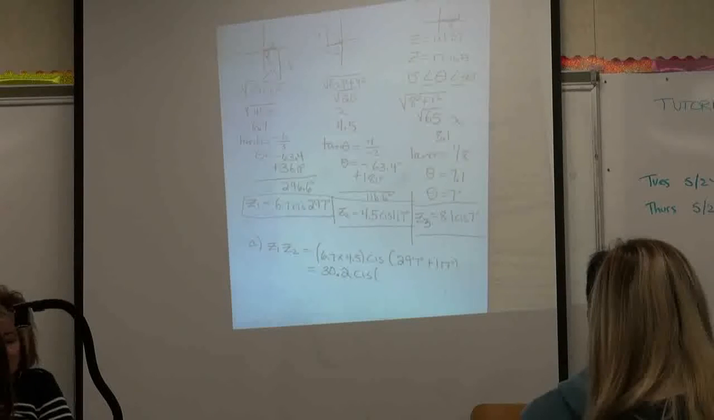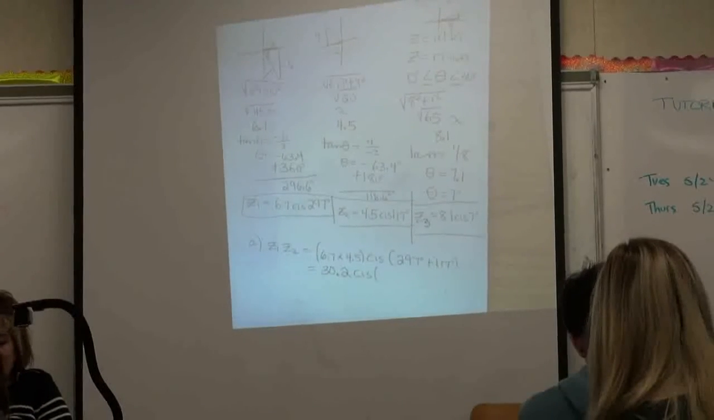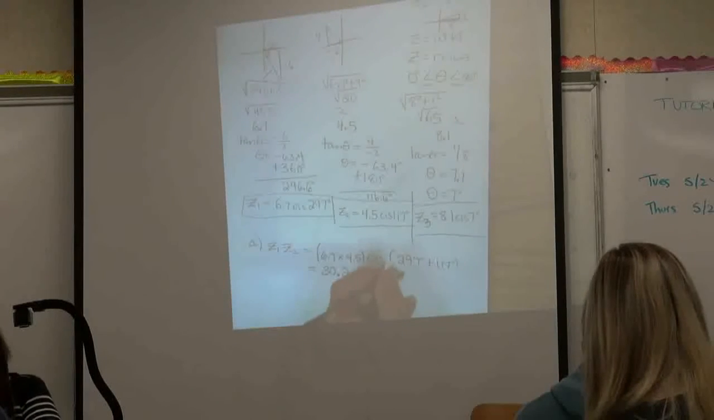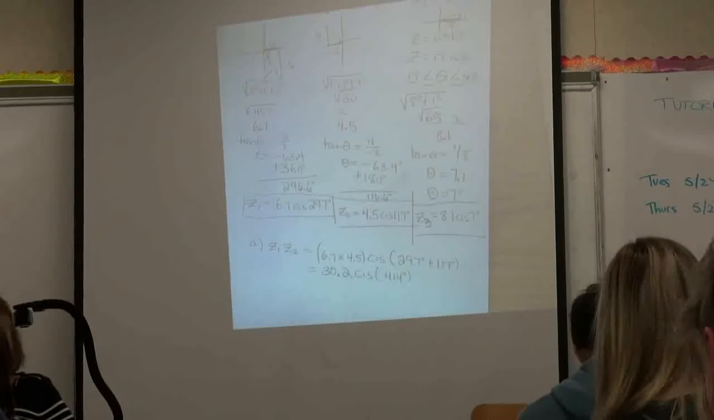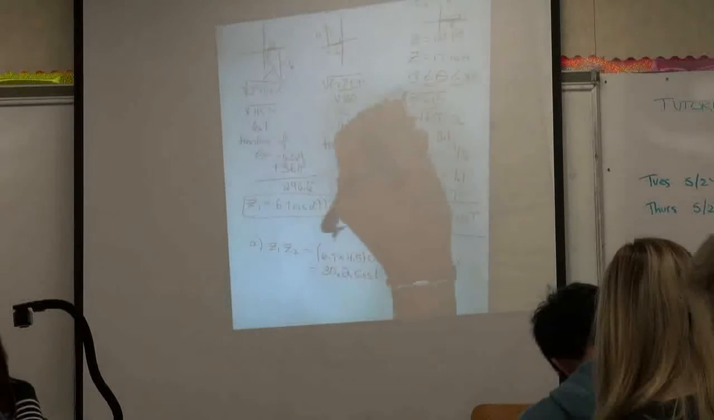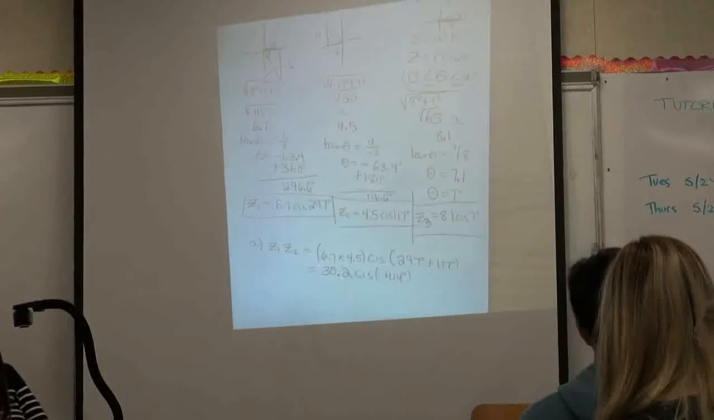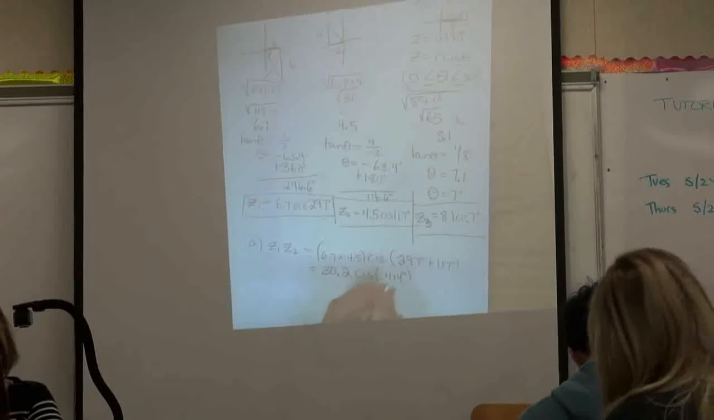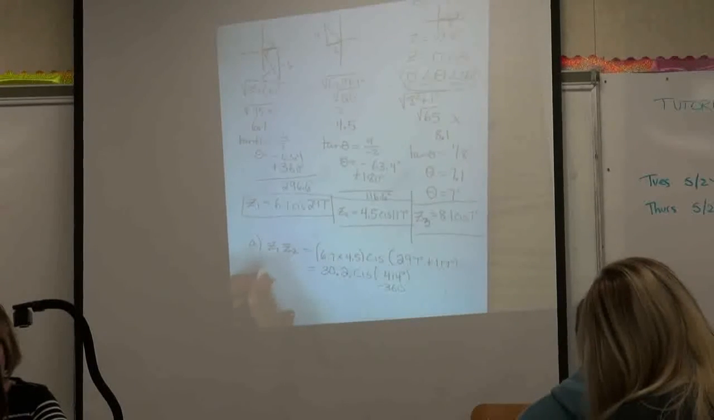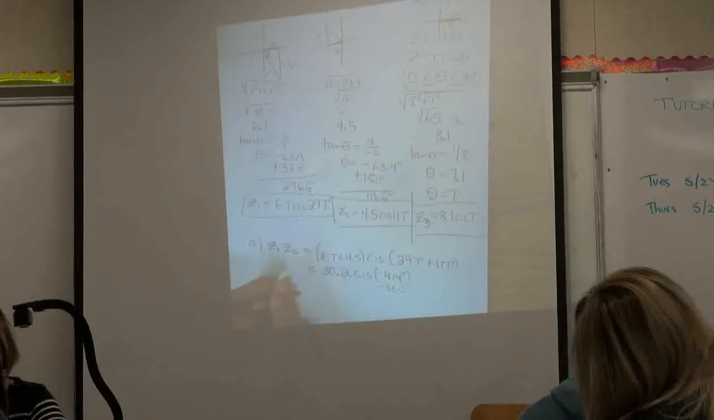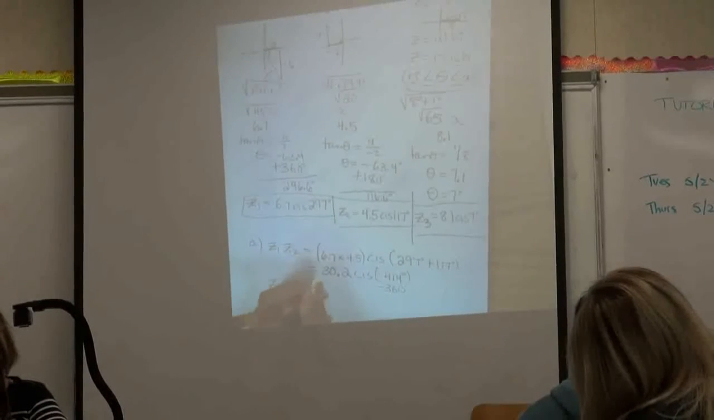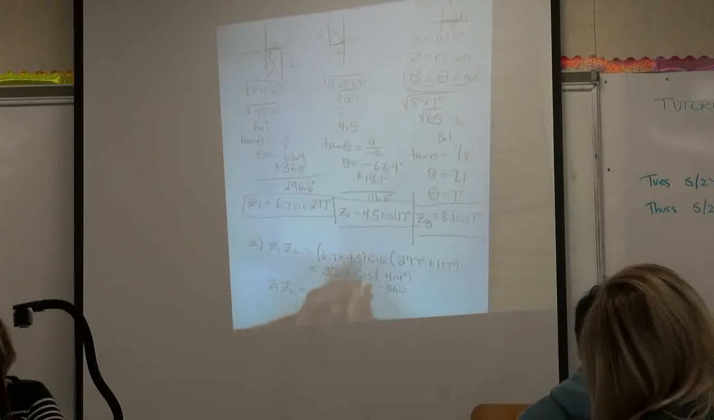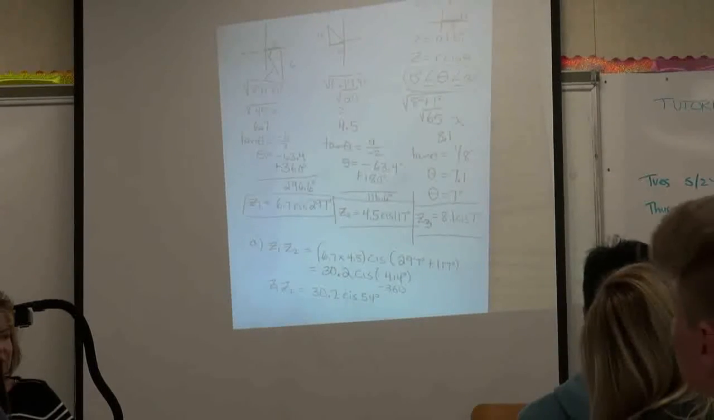When you add 297 and 117, Jake, 414. However, you have to subtract. Angles always have to be between 0 and 360, so you subtract 360, and your final answer for Z1 times Z2 is 30.2 cis 54 degrees.